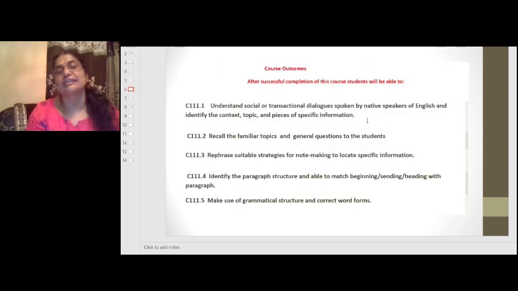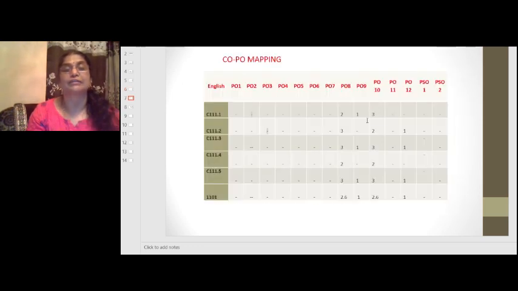Understand social and transactional dialogues spoken by native speakers. Now see, in order to move in the society, you have to transact dialogues, you have to understand what they speak, and you also should have mutual communication, and you should know the context, topic, and pieces of information. For that, what mapping have we done?